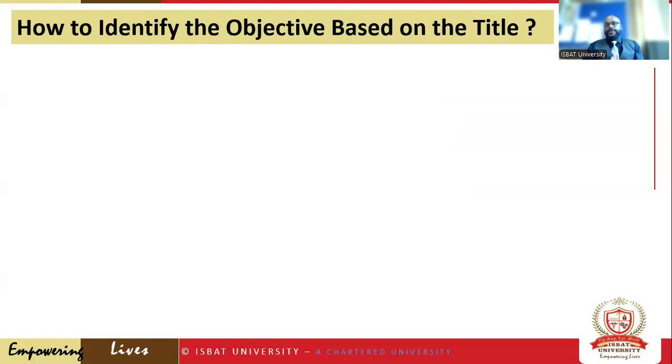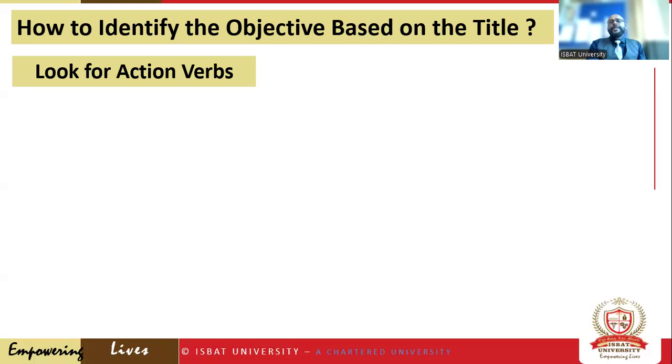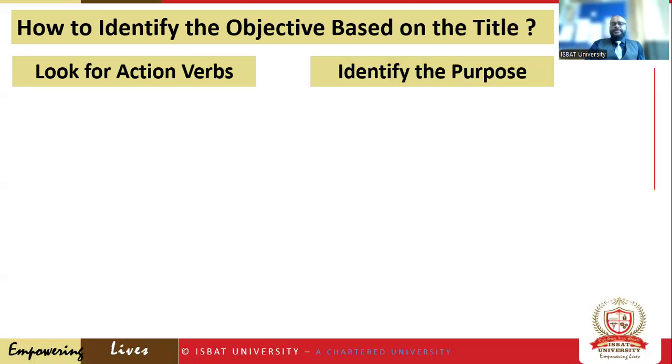Don't worry, because when you start your research, it's a continuous learning process. Your PhD journey never ends. So once you have the title with you, look at the action verbs. That is one method. The other one is to identify the purpose. In my previous session, I already told you that with your title, you are going to identify the purpose. So another method is to look at the action verbs.